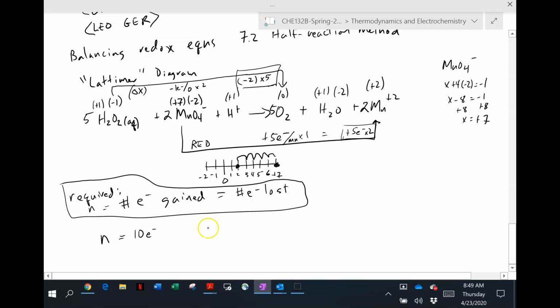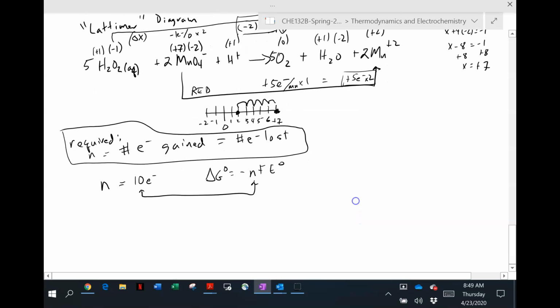Where that's important is the equation that I wrote up there before, that delta G is equal to negative nFE naught. That n is that number right there. So that would be 10. If we figure out the potential for this, we would be on our way, 2/3 of our way, towards getting the delta G for this. Okay, let's look at that then.